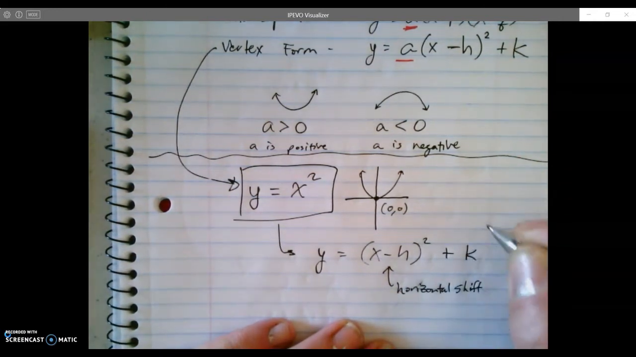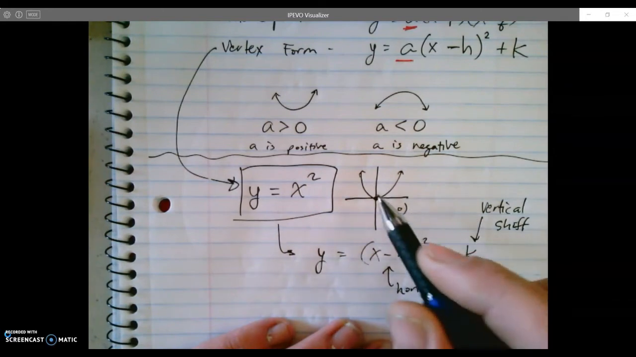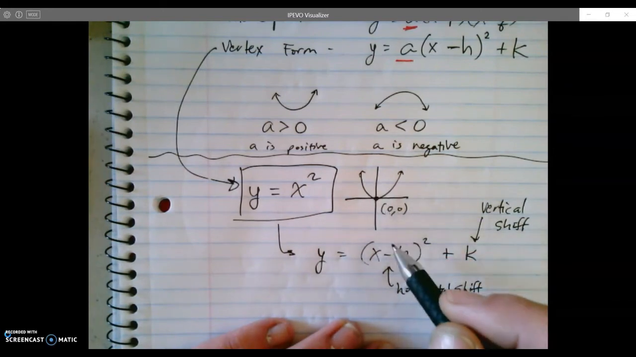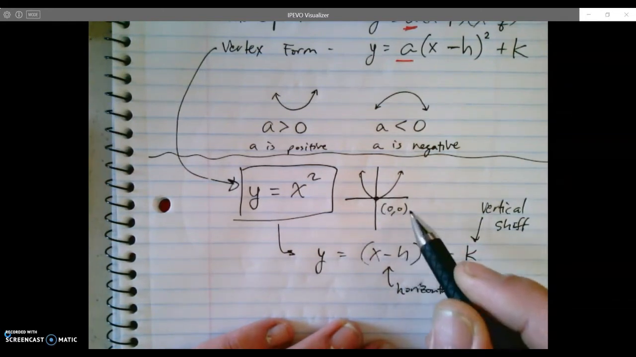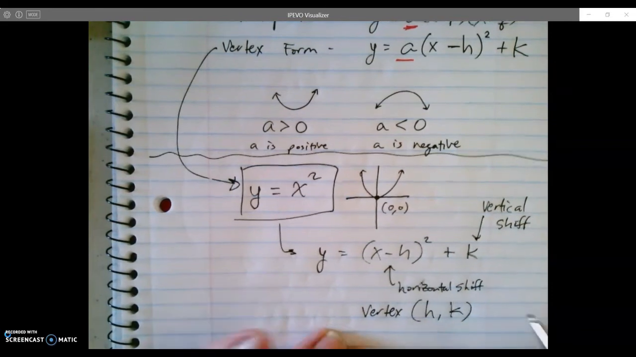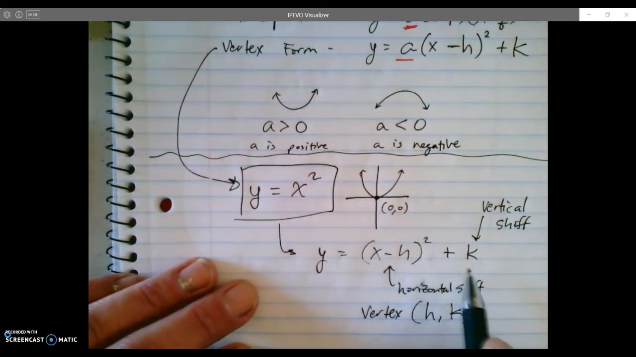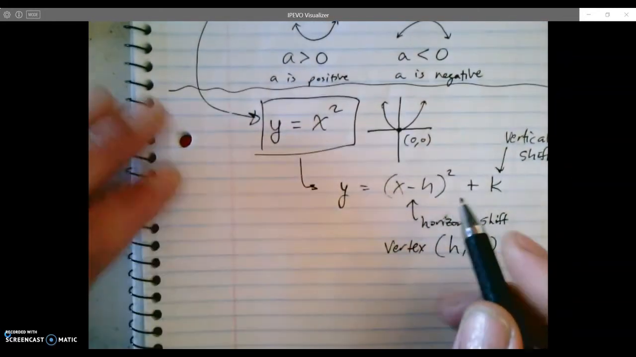The number at the end here will be a vertical shift. What that does to your graph is this. If it used to be at 0, 0, but you shifted it to the right by h and up by k, your vertex is now h, k. All right. So that's the advantage of vertex form. You'll know what the vertex is.